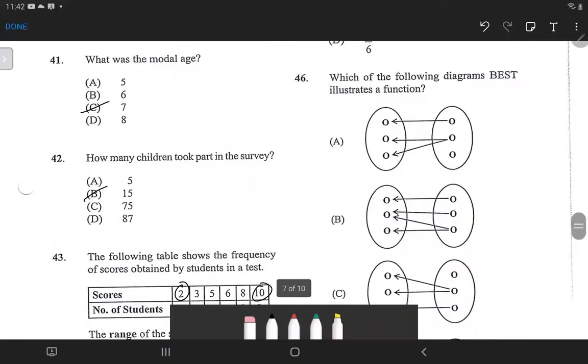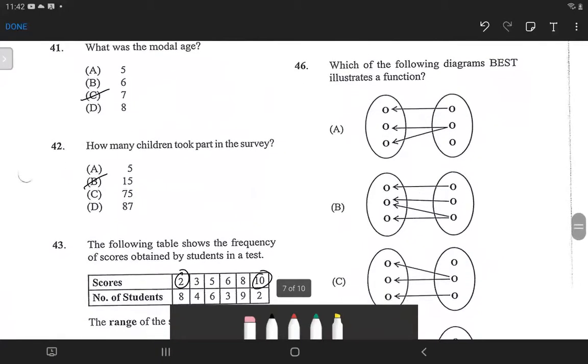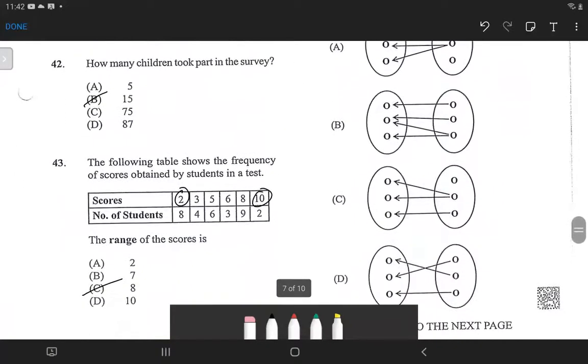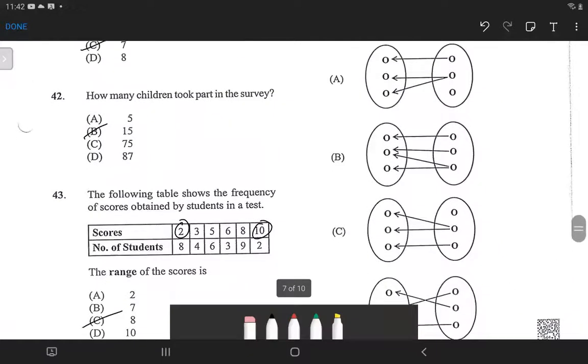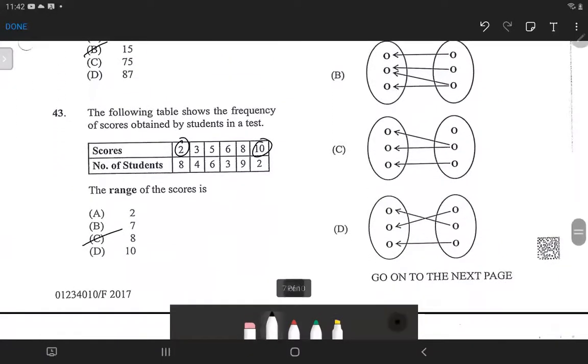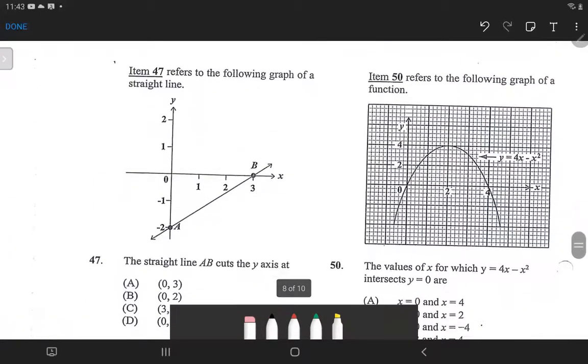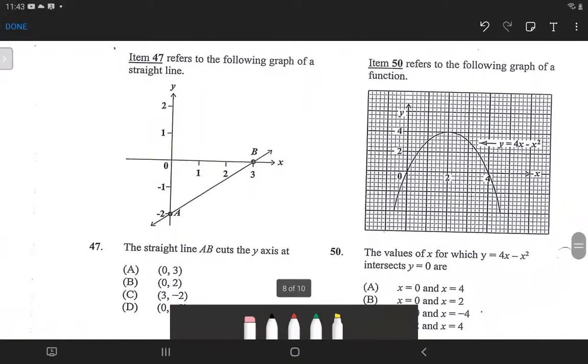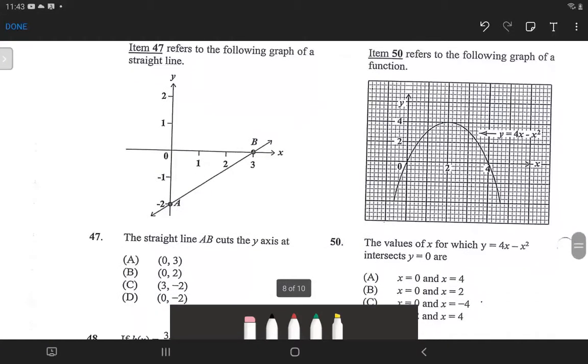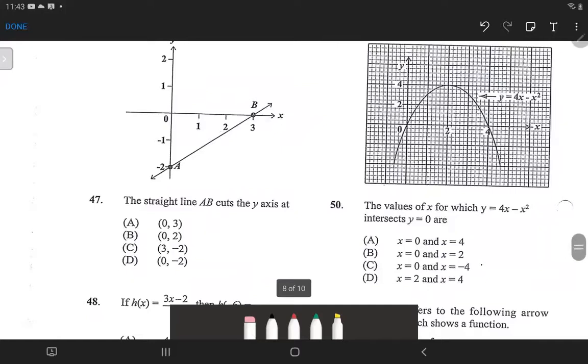46, which of the following best illustrates a function? Remember, we need a function to be 1-to-1, so that is D. All right, so we are closing in on the end. Item 47 refers to the following graph of a straight line. The straight line cuts the y-axis at, the x point is always 0 anytime you're talking about the y-intercept. So that is 0, -2, which is D.